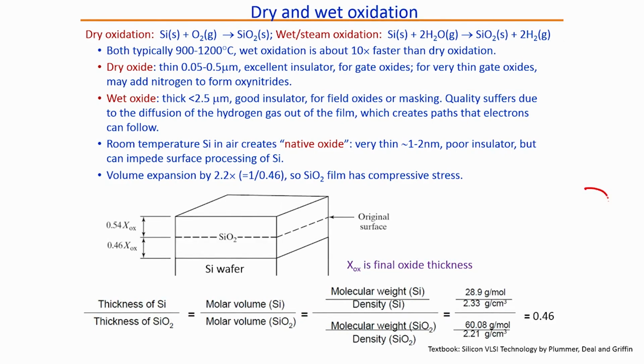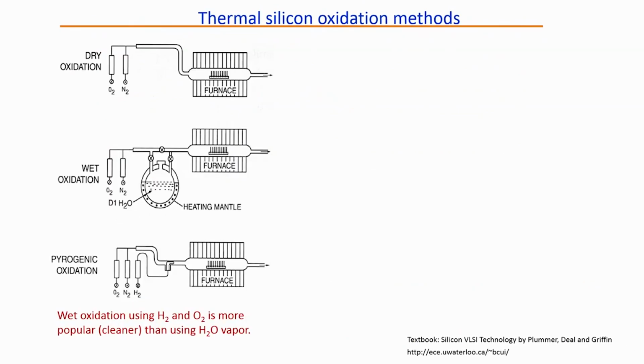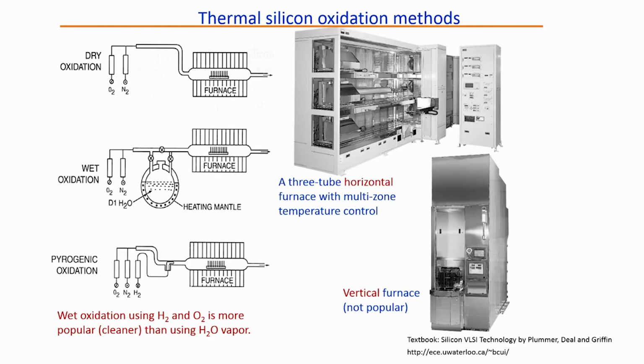This is the way that you calculate the growth of silicon dioxide on silicon, and how much silicon will be consumed, and this we have seen that there are several thermal oxidation methods, right, for growing the silicon dioxide.